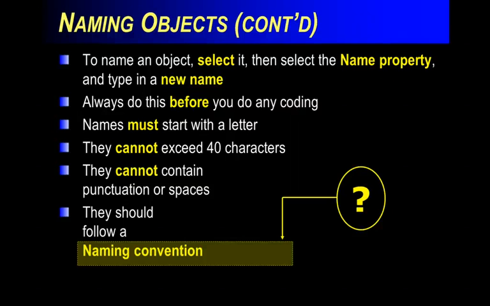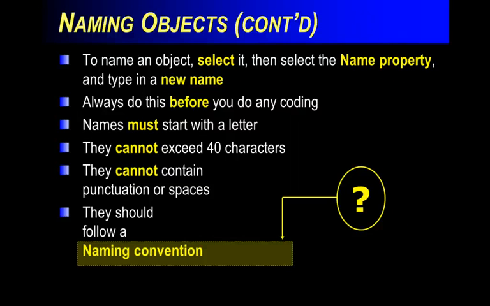First rule, it must start with a letter. Second rule, it cannot exceed 40 characters in length, not that you'd ever want to. Next rule, it cannot contain any punctuation or spaces. So you can't call something like the exit space button. It won't allow that. No space is allowed. You can't call it the exit dash button. It won't allow it. You can't say exit dot button. Won't allow it. So how could I call it exit button without spaces or punctuation? Any ideas? That's right. Same thing we did in Scratch.